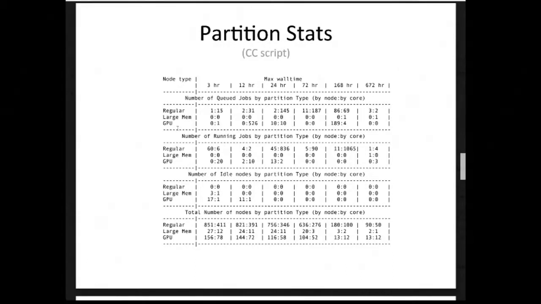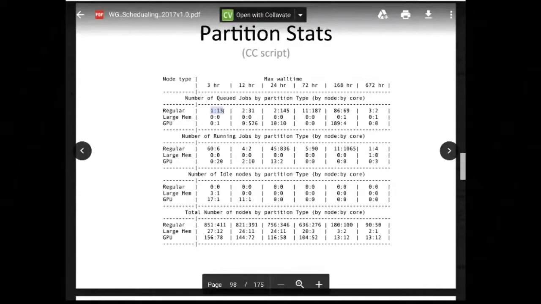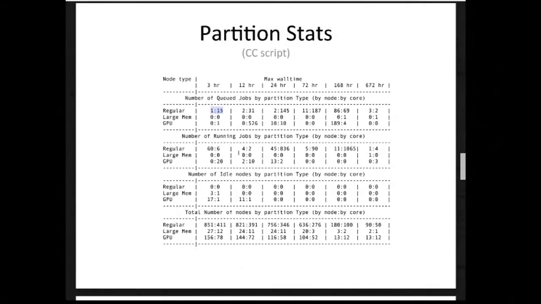So here we can see for the regular nodes, there is one job that is queued that requires a whole node, and there are 15 in the 3-hour partition. So first we look at the 3-hour partition: all the jobs that use 3 hours or less. There is one job queued that uses a whole node, and there are 15 that use by-core. However, there are 60 jobs running that use a whole node, and 6 that use by-core. And there are no idle nodes in this example.